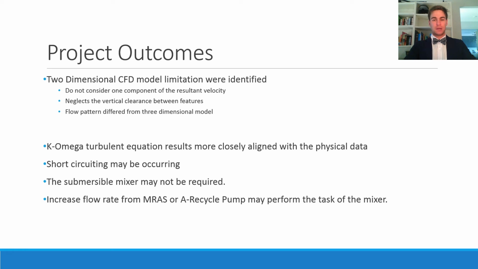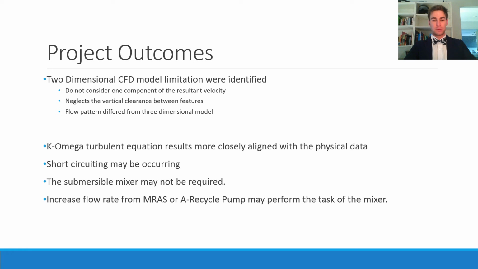Of the 3 turbulence equations used, K-omega standard more closely aligned with the physical data collected from the treatment plant. Further improvements may be made by investigating other turbulence equations which were not investigated during this project. From the CFD modelling results, short-circuiting may be occurring from the inlet. The influence of this could be better understood if a CFD model was developed that included all 4 anoxic zones, and if data on suspended solids were collected throughout the zone.